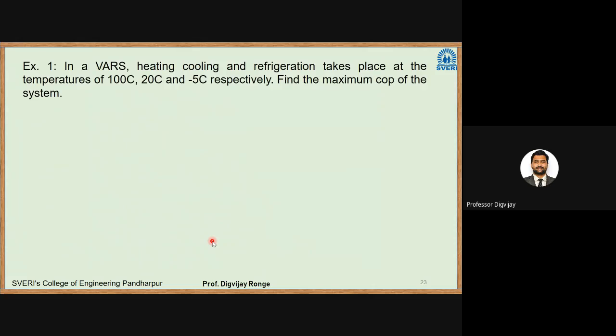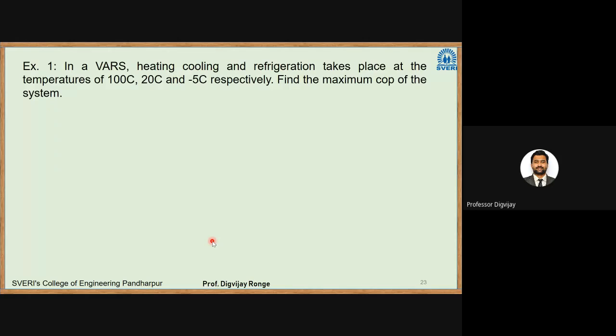Right. So for the given VRS system, maximum COP will be 2.3. Maximum COP means we are assuming that all the processes in this system are reversible, which is not practically possible because there will be irreversibility in the system in case of pressure drop or friction. Because of that, the COP will be less. Practical COP will be lesser than this one, but the maximum COP we can get here is 2.3. Okay. This is about the derivation and the simple numerical I have taken.